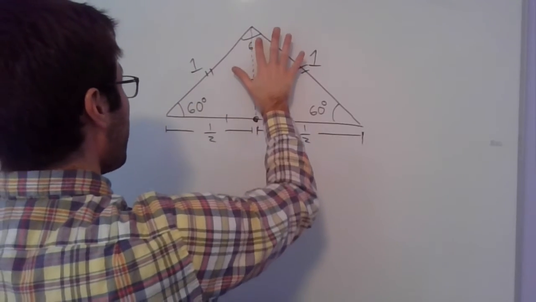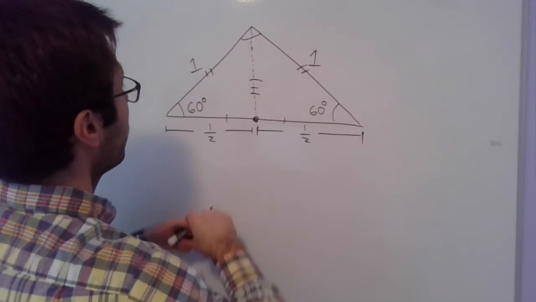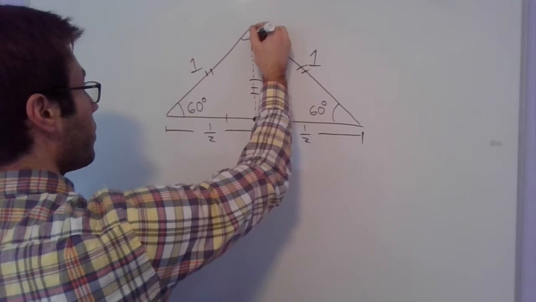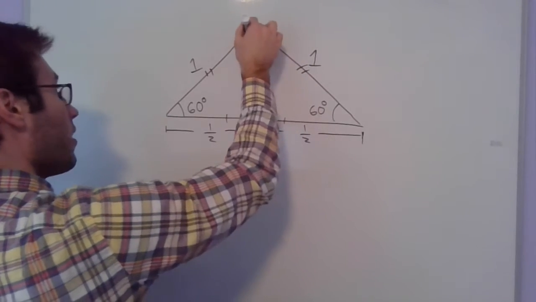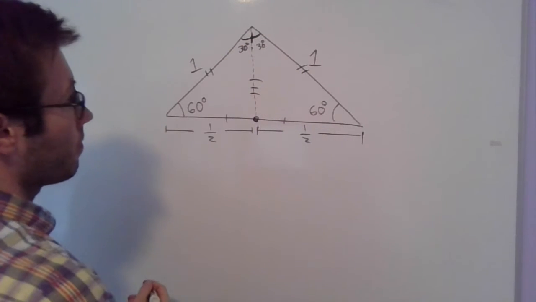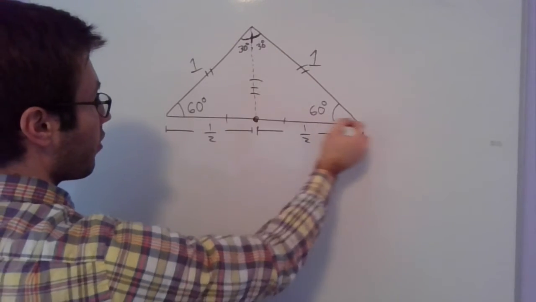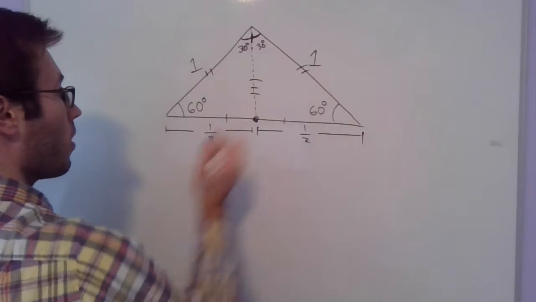So this means that when I split it right in half, this must be 30 degrees over here. From here to here, that would be 30. And this angle right here is 30 degrees as well. Now, we figured out, if we're looking at just this right triangle over here, that we have our half and our 1 right here.